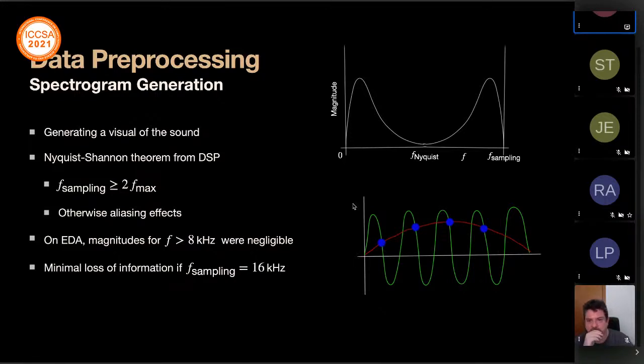And on performing our exploratory data analysis, we found that the magnitudes of frequencies greater than 8 kilohertz were negligible. So even if we lost that data, it would not be a big loss of information. So we sampled at twice 8 kilohertz, which is 16 kilohertz.